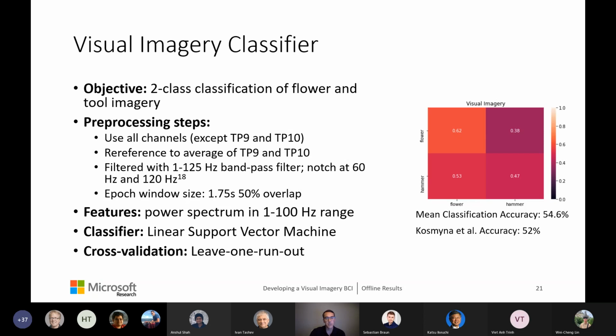And the same thing kind of with the visual imagery classifier. Again, we were still around chance level. It seemed to bump up a little bit, like maybe we had a little bit better luck with the flower category, but still our overall accuracy was mostly around chance.